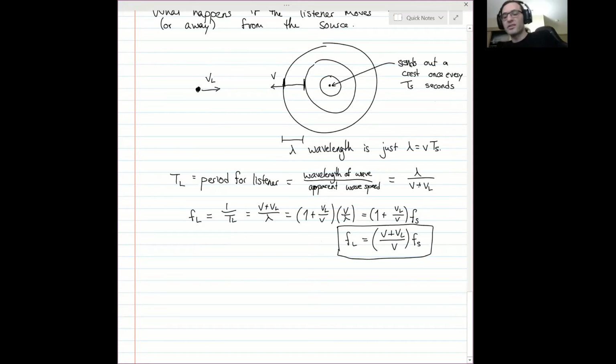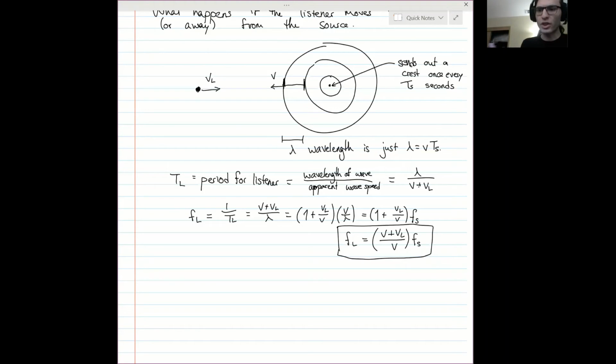So what ends up happening is that because the waves appear to travel faster, the frequency appears to be higher from the listener's perspective. And that's something that we notice, right? We hear this in real life. Like when an ambulance is driving towards you, the pitch is higher than when it's stationary. We definitely notice that, especially when it's going 60 miles an hour or whatever.